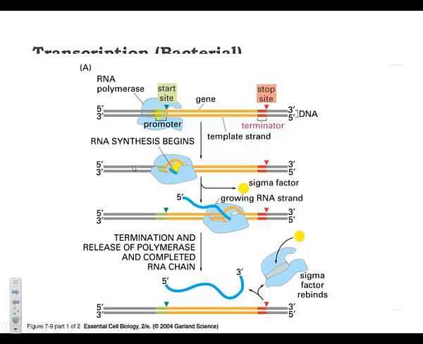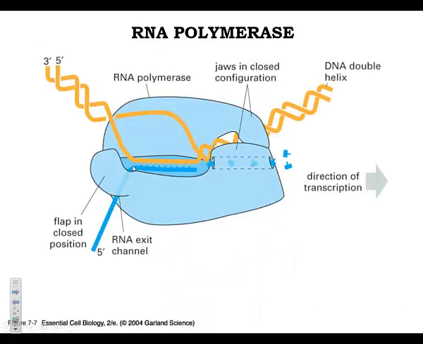So once you have the completed RNA chain, in bacteria, the ribosomes can immediately attach because this is happening in the cytosol, but in the case of the eukaryotic cells, it needs to be moved from the nucleus to the cytosol, where it can find the ribosome to continue the process.